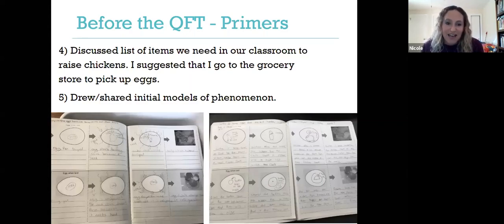On the bottom of the slide, you can see that I also had students draw initial models of how an egg becomes something living and how an egg does not become something living. So you can see their initial thinking and their initial explanation. So this is, again, all before the QFT.